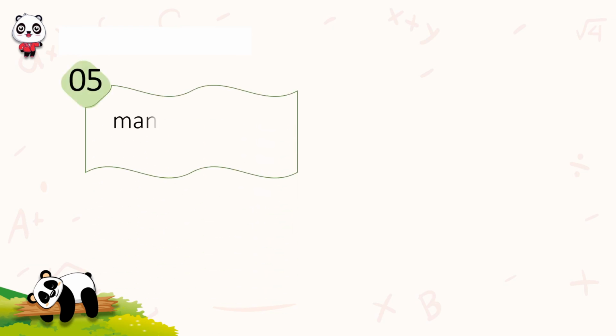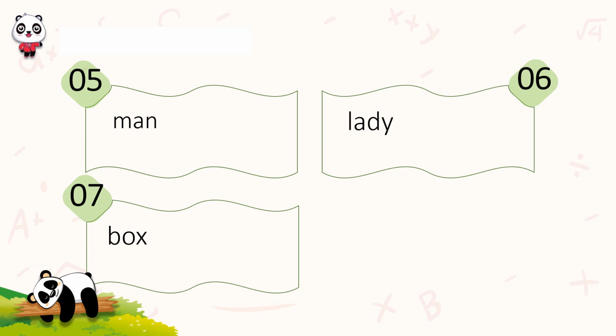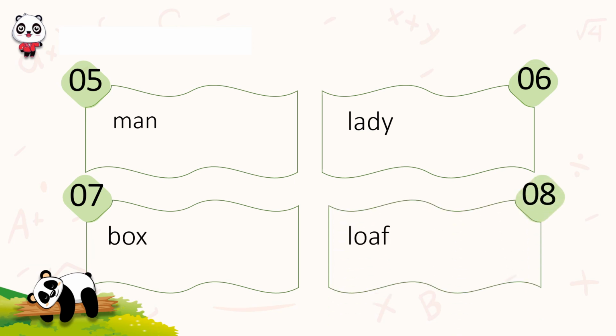Fifth question, man. Sixth one, lady. Seventh, box. Eighth word, loaf. Let's see. Man. It's totally different in the plural. Men. Lady. Ending with y preceding a consonant, so you need to remove y and add ies to the end.